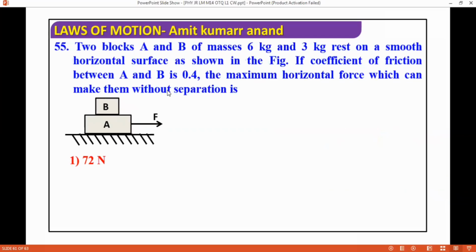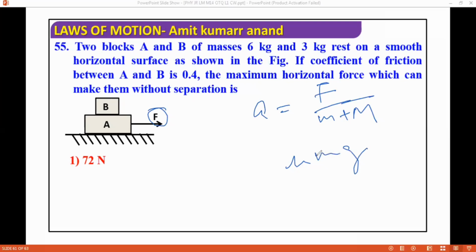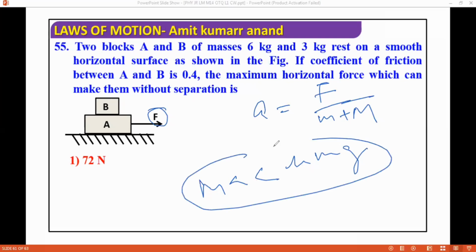Again, I have given you the masses of the blocks on this smooth horizontal surface. The coefficient of friction between A and B is given. Find the maximum horizontal force which can move them without separation. So again, maximum force required. Basically, the acceleration is F by capital M plus m. Think like this. And I already said mu of small m g; mass into acceleration should be less than this. Using both concepts here, capital M is 6 kg and small m is 3 kg. You apply the concepts, you can solve the question.